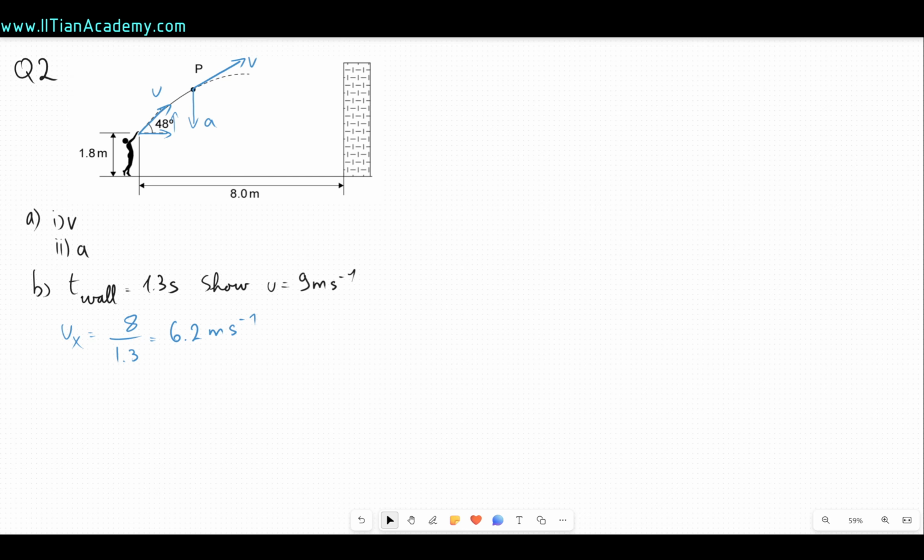Now we also know that there's an angle of 48 degrees here. So what we can say is that cosine 48 is equal to adjacent over hypotenuse. So the adjacent side is ux, and the hypotenuse is simply our speed. So from this, we will find that the speed is 9.2 meters per second, which is what we had to show. And in part 2 of B, we need to find the height above which the ball hits the wall.